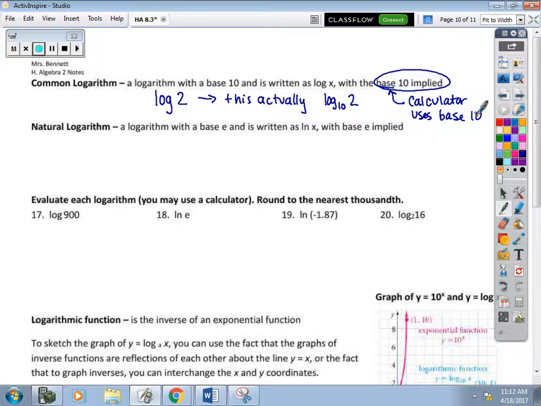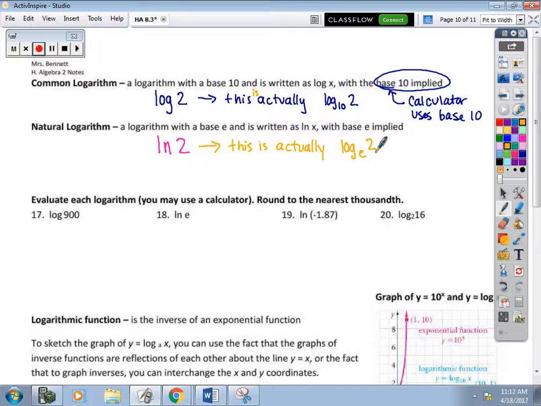Now, a natural logarithm is going to look a little different. It'll say ln. So for example, ln of 2. This is called the natural log. The natural log is going to show up a lot in calculus. Most of the stuff that they do derivatives and limits with have natural logs instead of regular logs. And it's still an exponential function, but it has a base e. So this is actually log base e of 2.